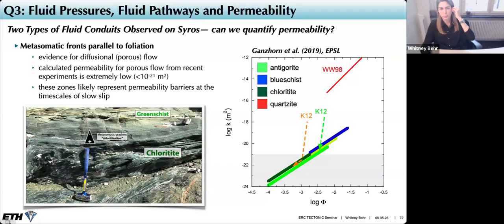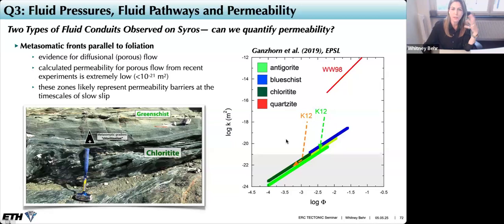First, if we consider the metasomatic chlorite layers, these by definition represent diffusional or porous flow, so it's flowing along grain boundaries. And there's a nice set of experiments by Ganshorn and others that specifically measured diffusional flow in chloritite, this exact rock. And they find this process is extremely slow, suggesting very low permeabilities, less than about 10 to the minus 21 meters squared.